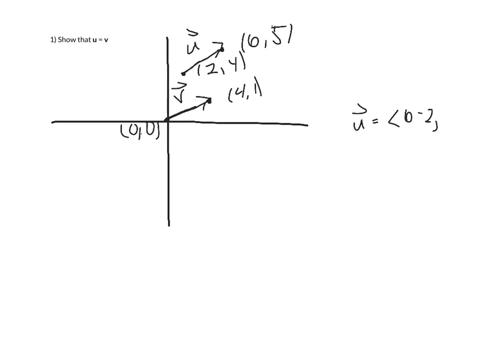I put a comma there. And then I take 5, which is the ending place in the y component for u, and subtract the starting point, which is 4. So u equals 4, comma 1. Remember, 2 from 6 is 4, and 4 from 5 is 1. So u equals 4, 1, which also happens to be vector v.